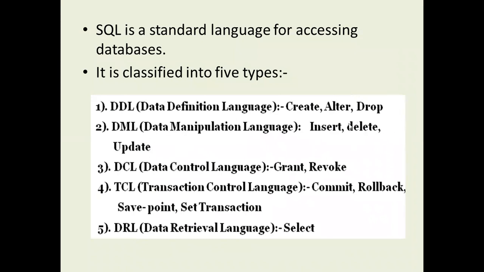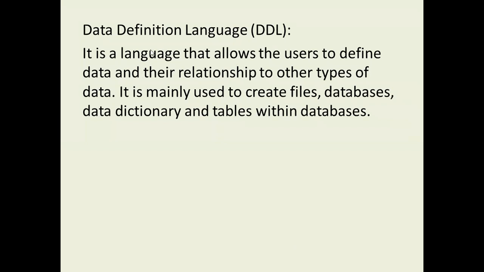Data manipulation means inserting, deleting, and updating the data. DCL has grant and revoke. Next, TCL has commit, rollback, and save point. The next one is data retrieval, which means select. Here we are just giving the definition of each one.